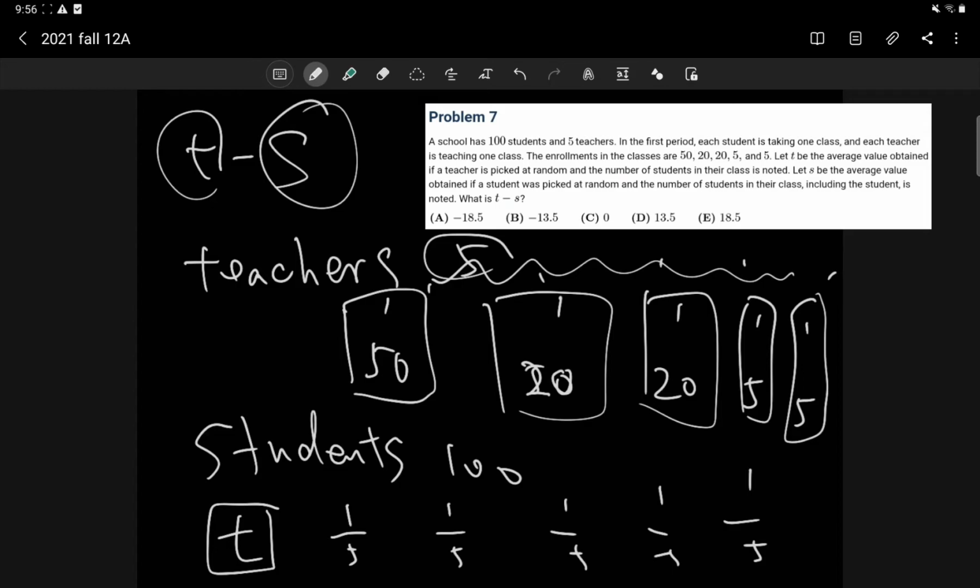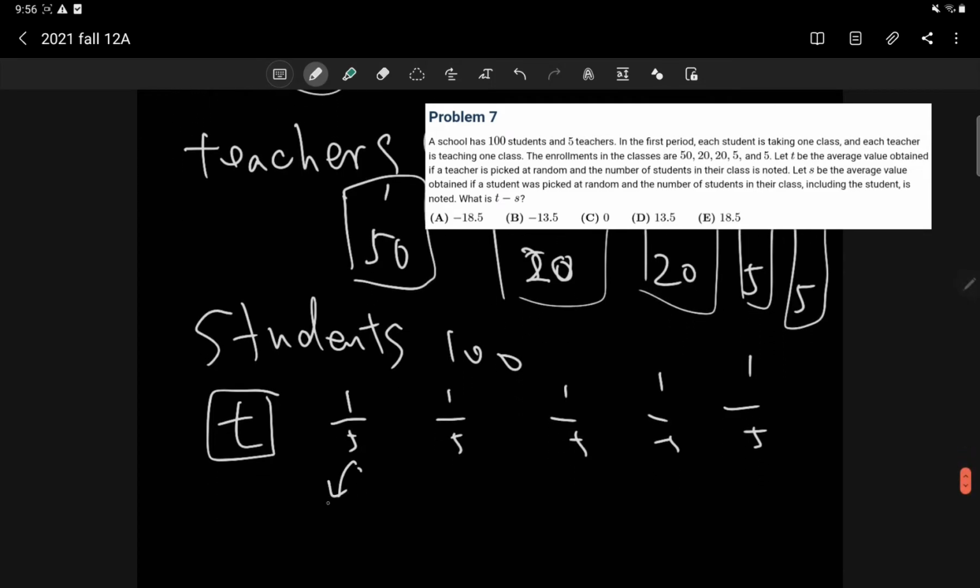So we have 5 classes, assuming you pick a teacher at random, and this 5 comes from the 5 classes. What is the chance it gets allocated to this room? 1/5. And the number of students here is 50. Similarly, if it gets picked in this room, then it is 20.